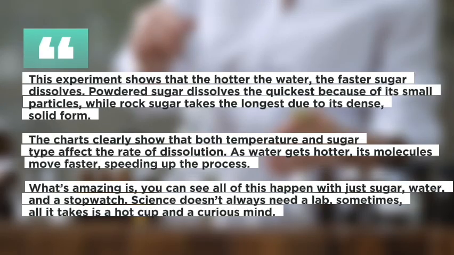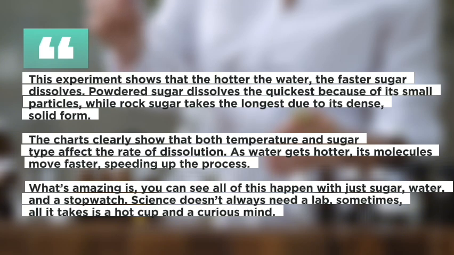Based on the experimental results and the visual data from the chart, it is clear that water temperature has a significant impact on the speed at which sugar dissolves. As the temperature increases, the dissolution time decreases for all sugar types. This is because higher temperatures increase the kinetic energy of water molecules, making them move faster and interact more effectively with the sugar particles. In addition to temperature, the type of sugar plays a crucial role.